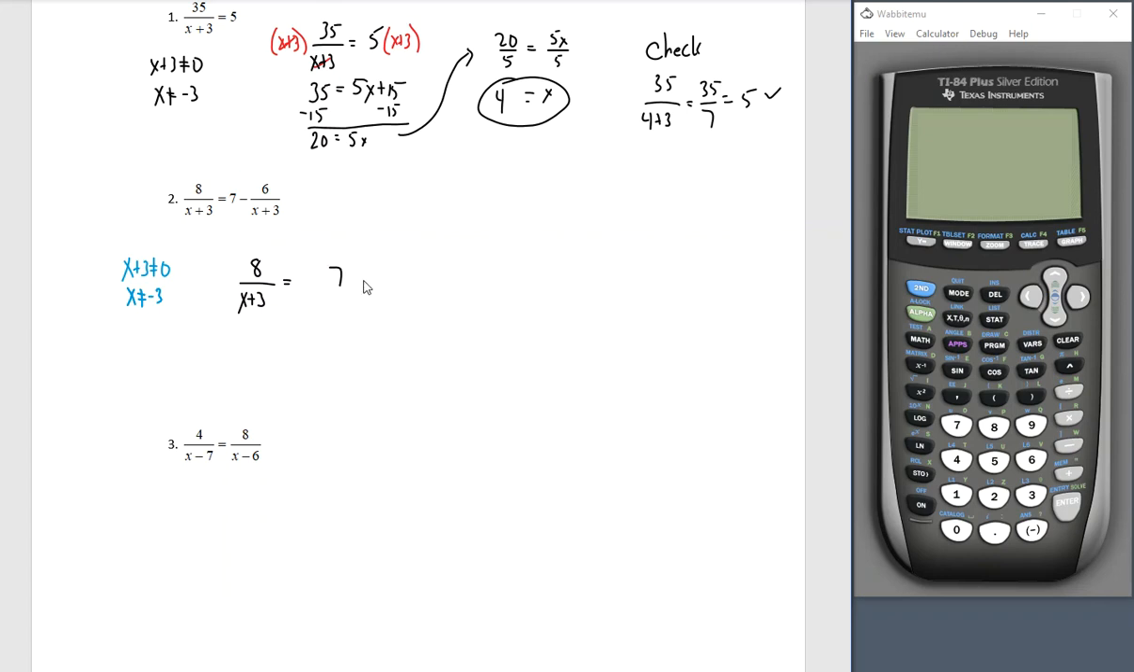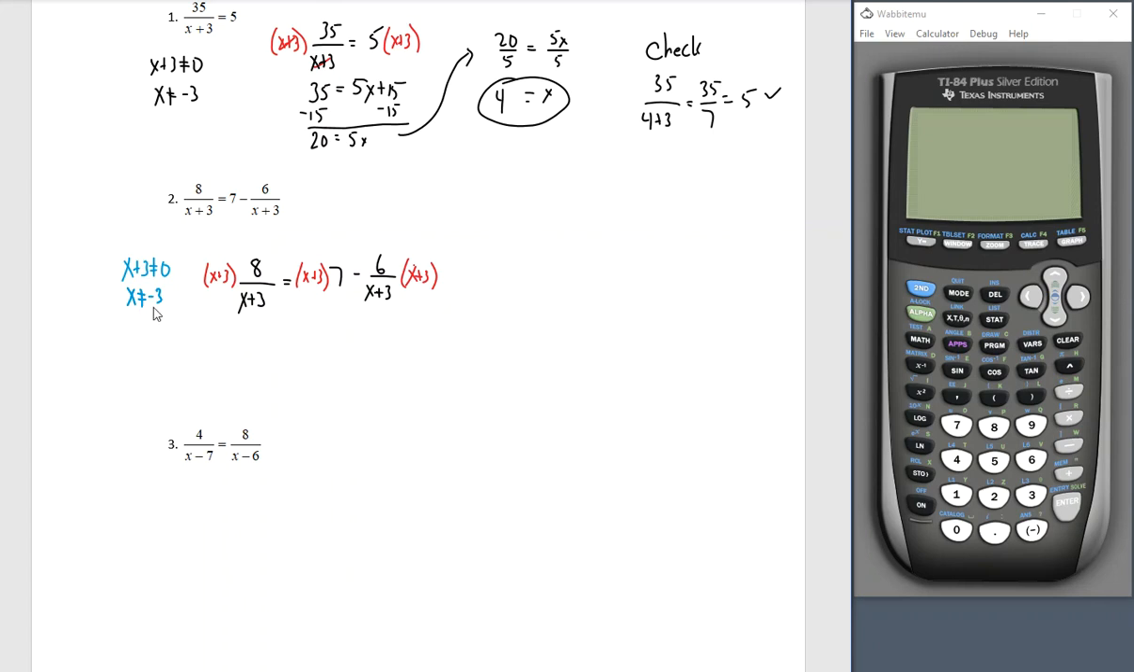Let's put that 7 over here. X plus 3, there we go. Sorry, it's a recording, I shouldn't go silent. 8 over x plus 3 equals 7 minus 6 over x plus 3. So we're going to multiply everything by x plus 3. We'll multiply the 7 by x plus 3. We'll multiply the 6 over x plus 3 by x plus 3. We'll multiply the 8 over x plus 3. Everything gets multiplied by the x plus 3.